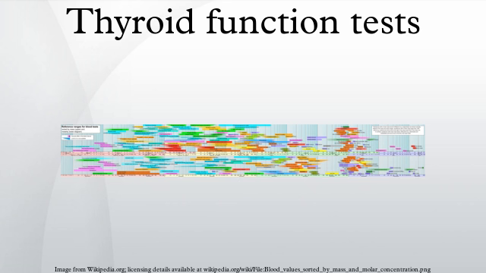Results should always be interpreted using the range from the laboratory that performed the test. Example values are given for free thyroxine, which is generally elevated in hyperthyroidism and decreased in hypothyroidism. Reference ranges depend on the method of analysis. Results should always be interpreted using the range from the laboratory that performed the test.